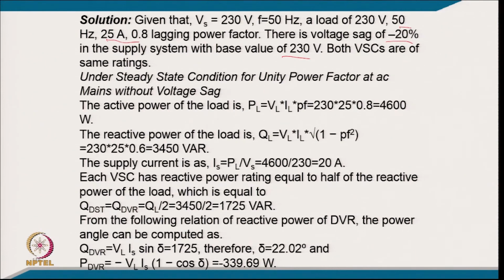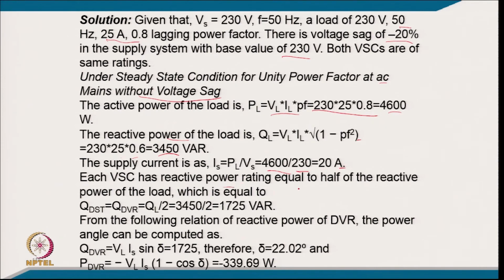So, this is an interesting case, because you are having equal loading of both. So, under steady state condition for unity power factor without voltage sag, the active power of the load is typically VL IL cos phi. So, it becomes 230 into 25 into 0.8, so 4600 watt, and the reactive power of the load is QL equal to 230 into 25 into 0.6. So, it is 3450 VAR. Now, the supply current typically will be the active power divided by 230, that is 20 ampere.